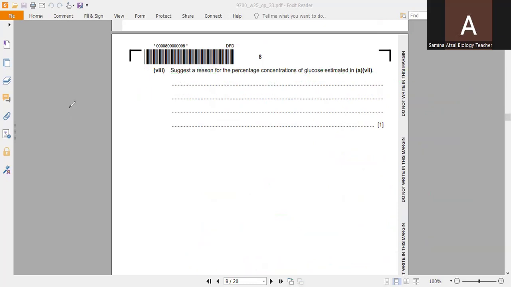Now suggest a reason for the percentage concentrations of glucose estimated in A7. So the glucose, why are we writing this and what is the reason behind this? We know that the glucose molecules are very small and they easily pass through dialysis tubing. So over time, more glucose solution diffuses out of the tubing into the surrounding water. So the concentration gradient can lead to an increase in concentrations at the 5, 10, and 15 minutes. So we have to estimate it for this. So I'm going to write this answer.